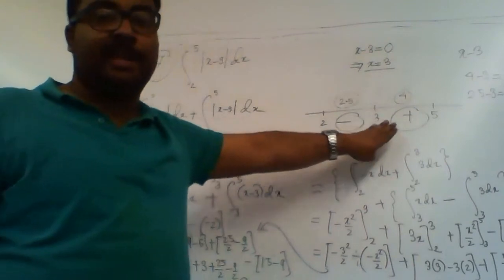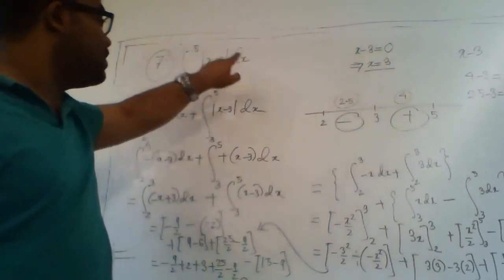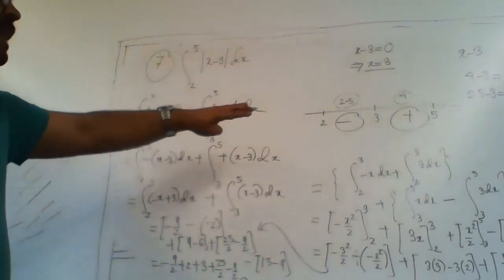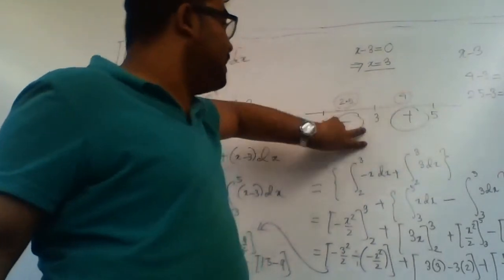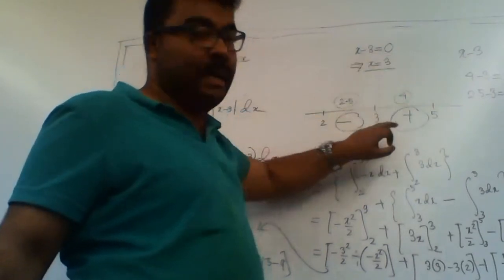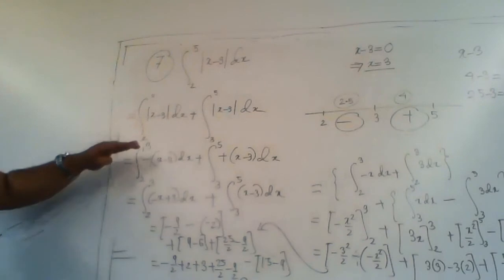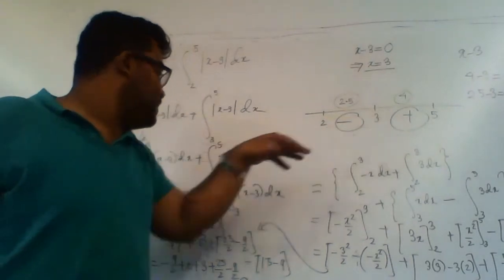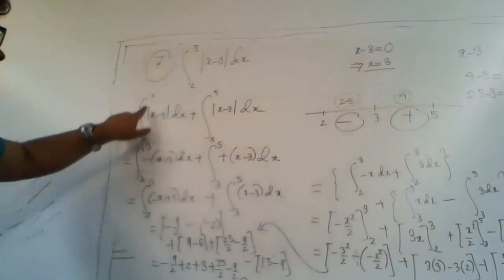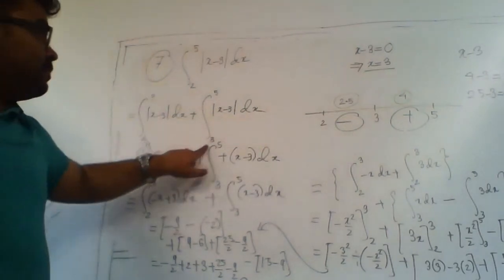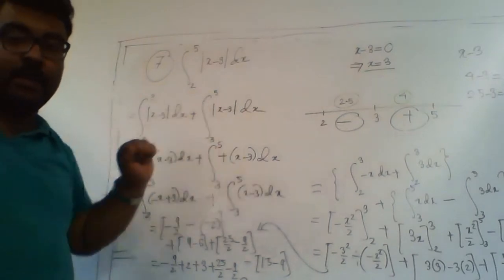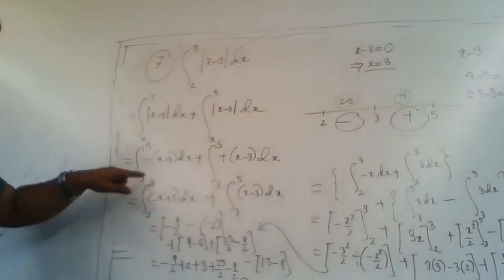Put this 3 on the number line, put the two endpoints 2 and 5 on the number line. Then you take a number here, take a number here, you get 4, you get 2.5, put them on the function, and determine the sign. Once you determine the sign, you break it from 2 to 3, from 3 to 5. Here from 2 to 3 I have a negative sign, so when I open the bars I will have a minus sign. From 3 to 5 I have a plus sign, so when I open the bars I have a plus sign. Once you do this, then you simplify this.